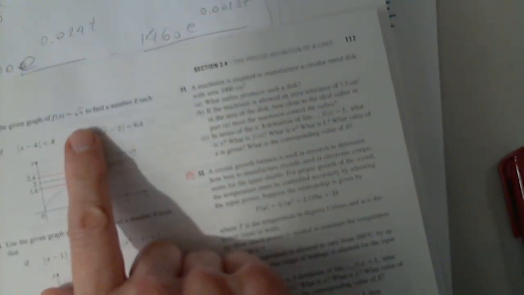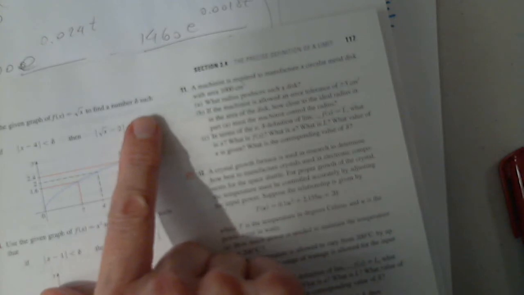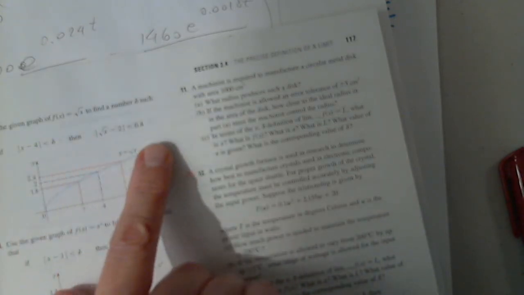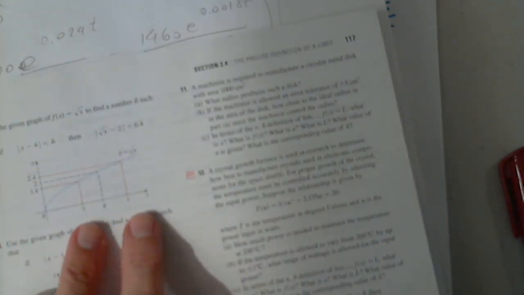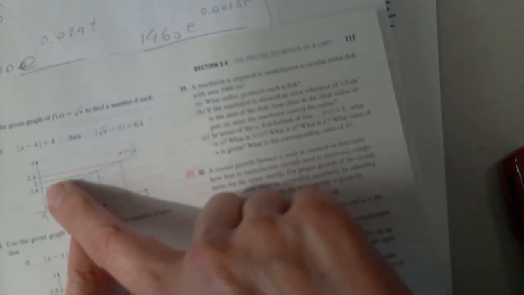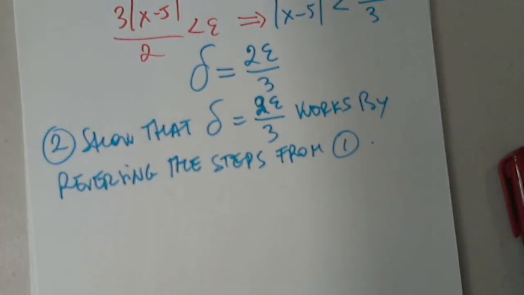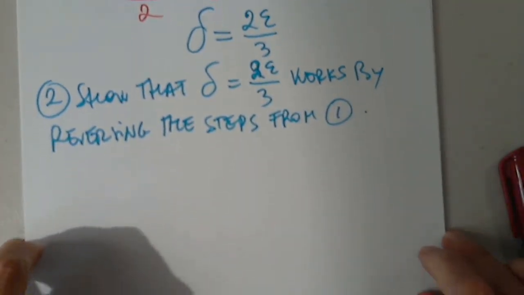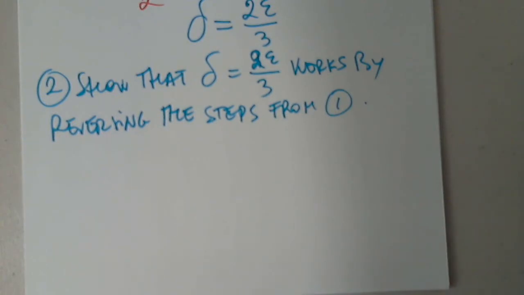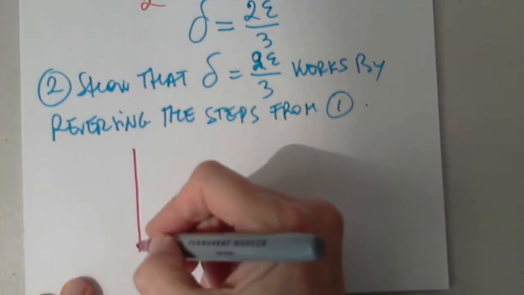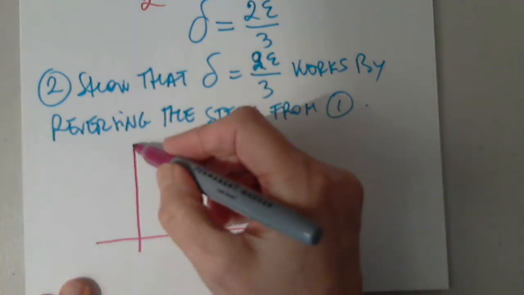We're asked to use the graph, the given graph of f of x, the square root of x, to find a number delta such that, so the numbers are not given, but they're giving us epsilon. We really don't need the graph for this one. There's no need, because they're giving us the function. So here it is. I'm going to graph it anyway, but it's the square root of x.